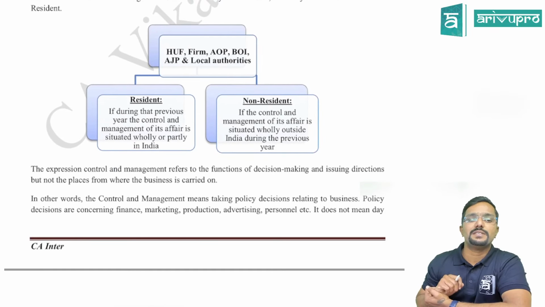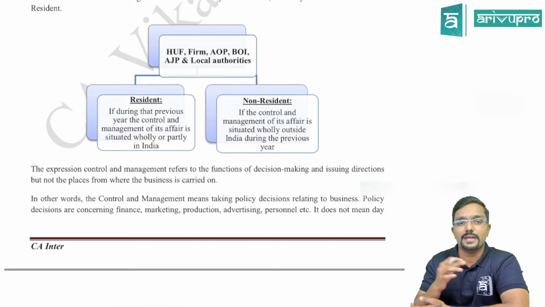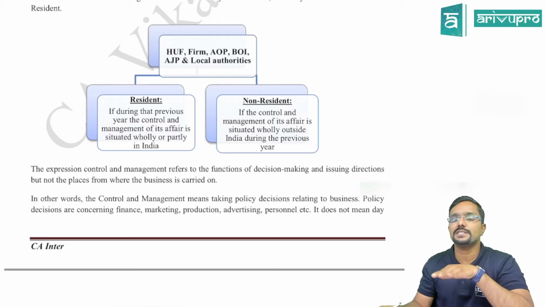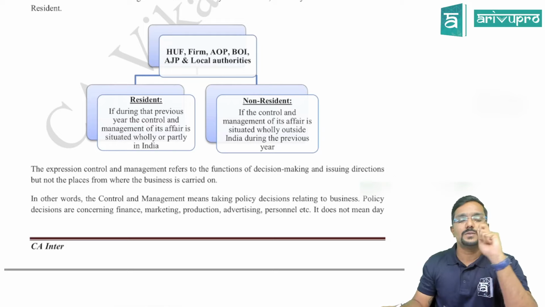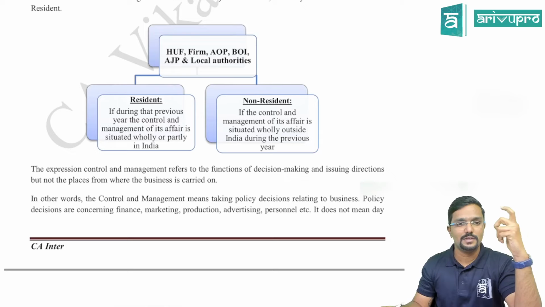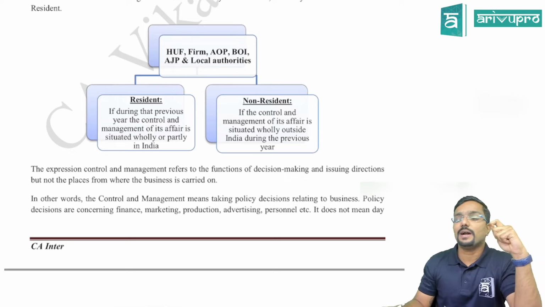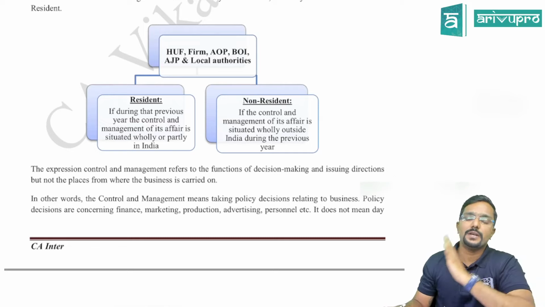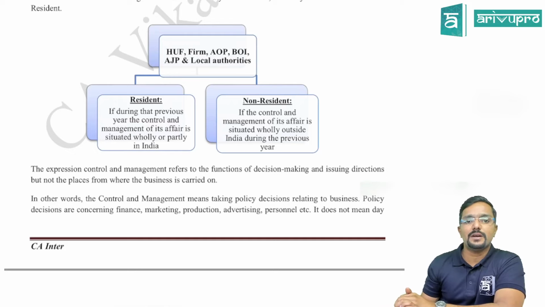If during that previous year, we have to check even for the following category, whatever we discussed, that is HUF, partnership firm, AOP, BOI and all, we have to check the residential status for each and every year. So in that year, if the control and management of its affairs, business affairs, is situated only or partly in India, only or partly means even if one decision is taken, resident, guys. Coming to non-resident, if control and management of its affairs is situated only outside India during the previous year.